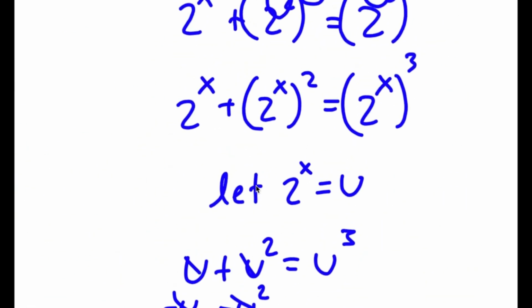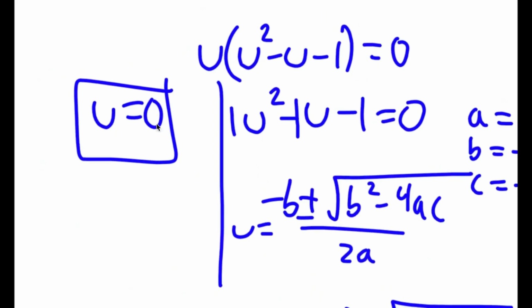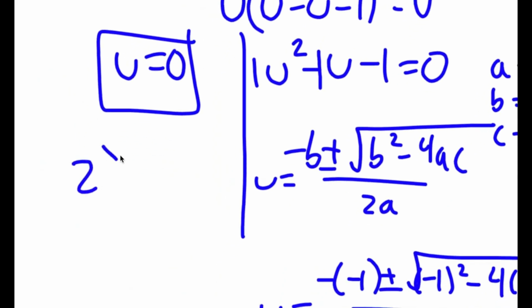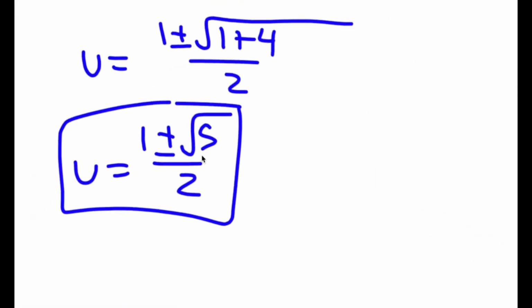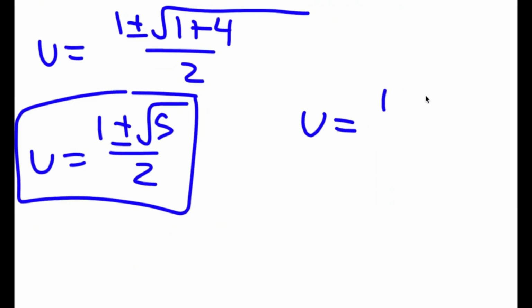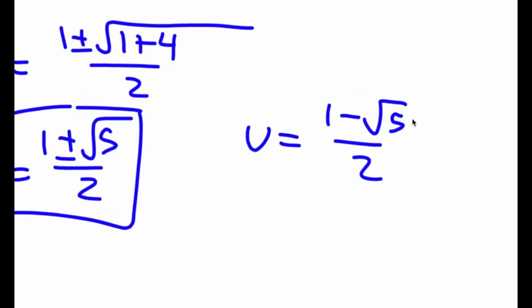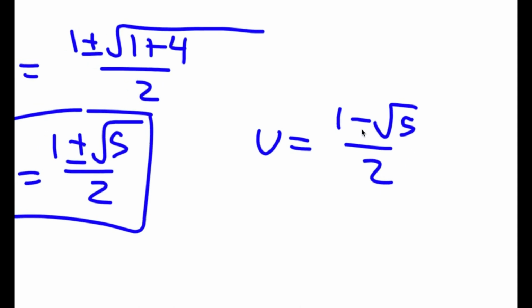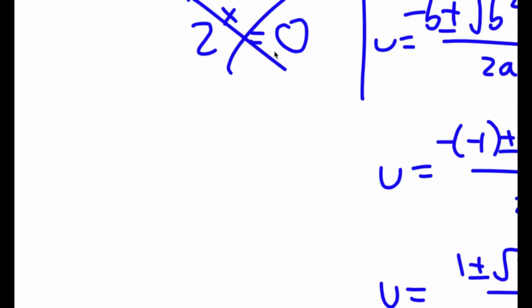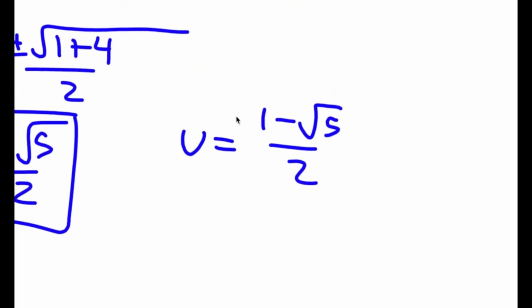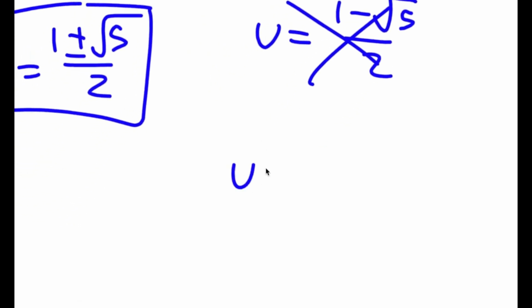So now remember how we let 2 to the power of x equal u. So let's first start with u equaling 0. So we have 2 to the power of x equals 0. And there's actually no solution to this because you can't take the power of a number and make it equal 0. So now we have u is equal to 1 minus the square root of 5, over 2. And 1 minus the square root of 5 is going to be a negative number, and a negative number divided by 2 is a negative number. And you can't take the power of a positive number and make it a negative number, so this is wrong as well. So finally, I have u is equal to 1 plus the square root of 5, over 2.